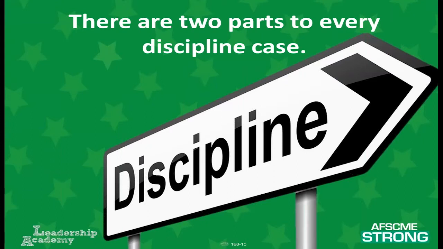So there are two parts to every discipline case. The first is, did the employee violate a known rule? And then what should the punishment be? Sometimes, honestly, and you guys probably know this, we lose the first part. The employee did violate a known rule. But then we have to make sure that the punishment fits the offense and isn't, you know, capital punishment for the first time offense.